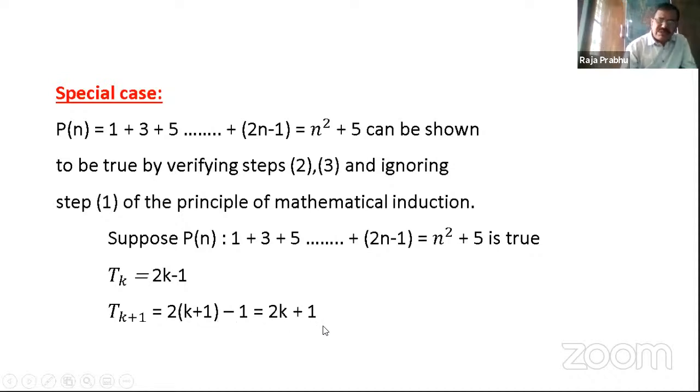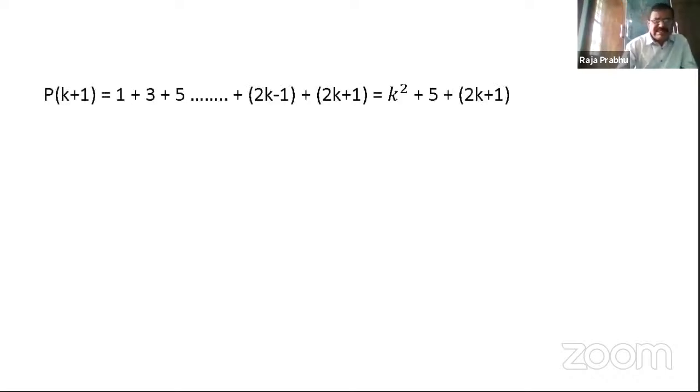So usually to verify up to the k plus 1th term, we have to add the k plus 1th term on both sides of that equation. Okay, let us see here. I have written this expression up to the k plus 1th term. That is P of k plus 1 is equal to 1 plus 3 plus 5 and so on up to 2k minus 1 plus 2k plus 1. Here 2k plus 1 is added to the left hand side, so it should be added to the right hand side also.